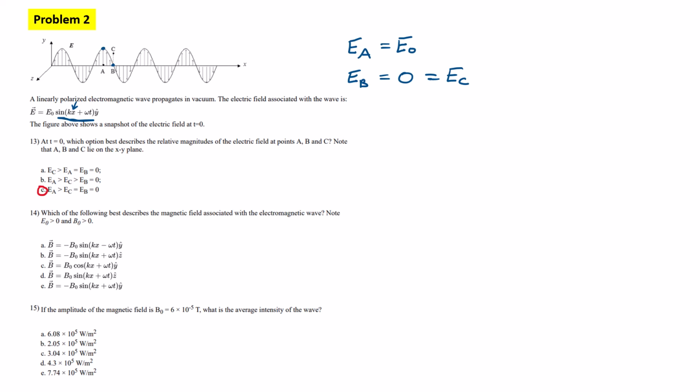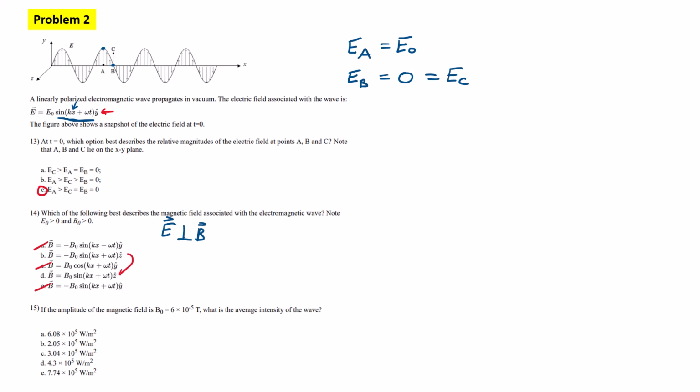All right, next problem says, which of the following best describes the magnetic field associated with the electromagnetic wave? All right, so one thing worth noting is we should cancel out a couple of the choices right now, okay? We know that E must be perpendicular to B, okay? That is something we always have for these electromagnetic waves. So we can cancel out a bunch of choices. Anything that has B in the Y direction is not going to be perpendicular to it because, look, my electric field is in the Y direction. So I would get rid of that choice, I would get rid of that choice, and I would get rid of that choice. So I'm now left with two choices.